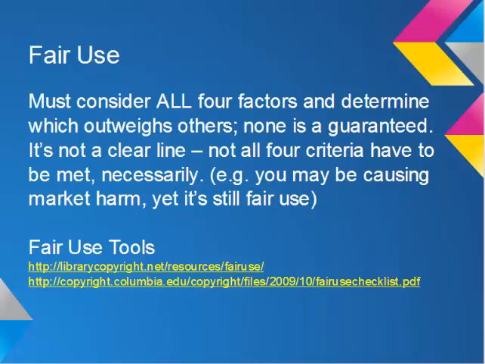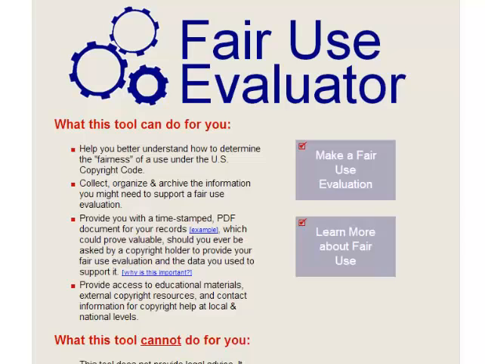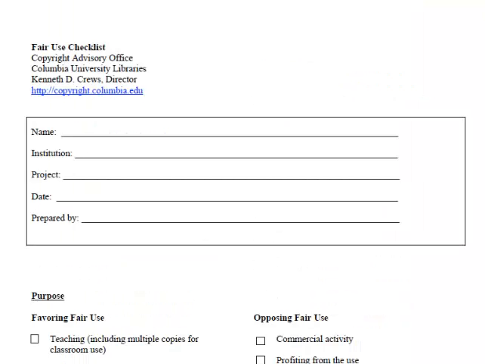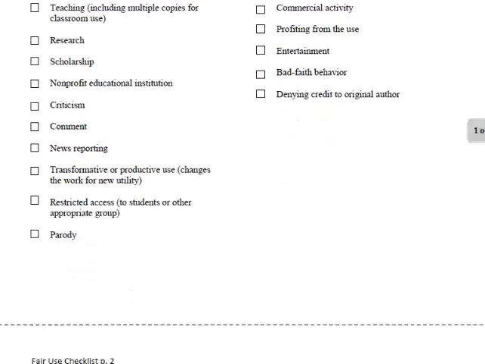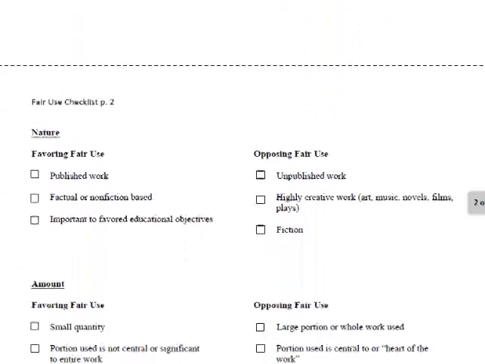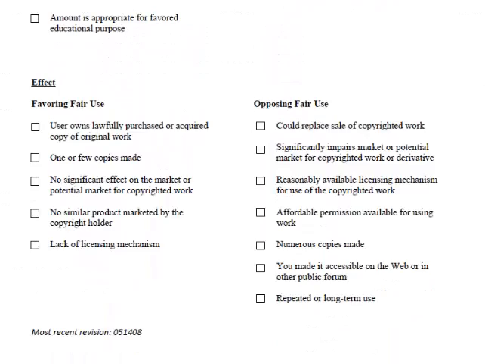You must consider all 4 factors and determine which outweighs the others. None is guaranteed, and there's not a clear line, and not all 4 criteria have to be met necessarily. This resource is called a Fair Use Evaluator. You can enter a document and determine its fair use. Here is a checklist that you may use to determine fair use: determining its purpose, nature of the work, the amount, and the effect on the work.